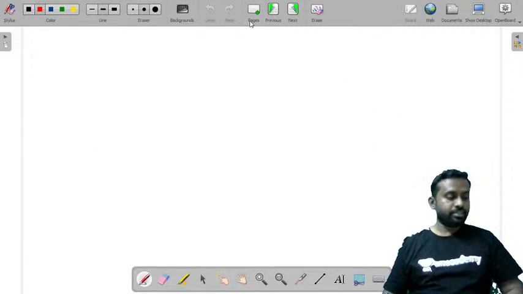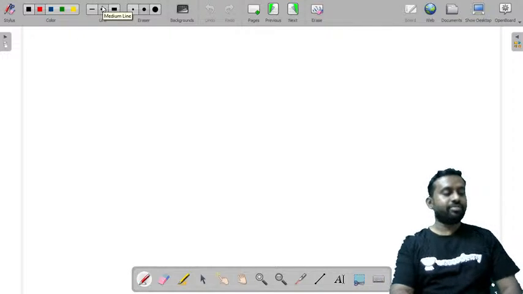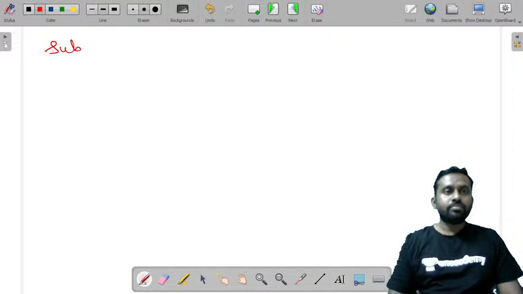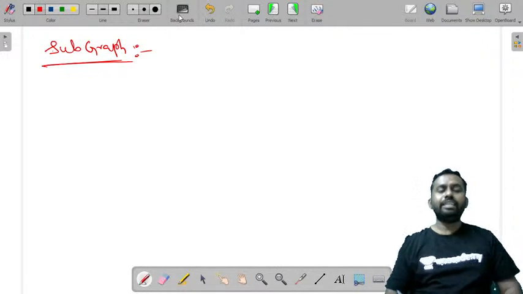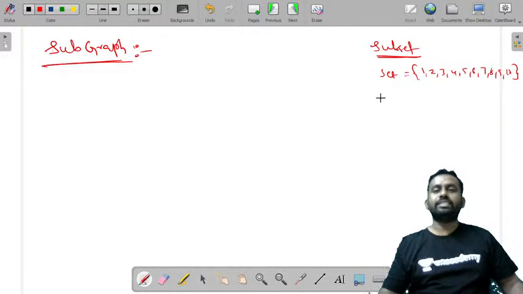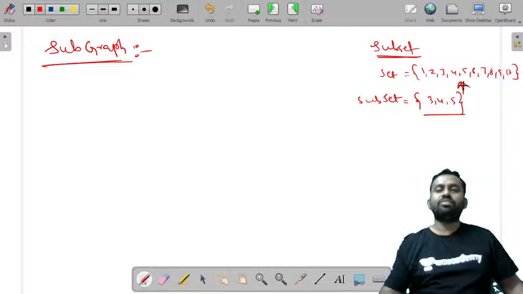Now let us look at what a subgraph is. It is just like a subset. What is a subset? If you have a set like, let's say, 1, 2, 3, 4, 5, 6, 7, 8, 9, 10, what is a subset of this? If you take something like 3, 4, 5, this is also a subset of this.